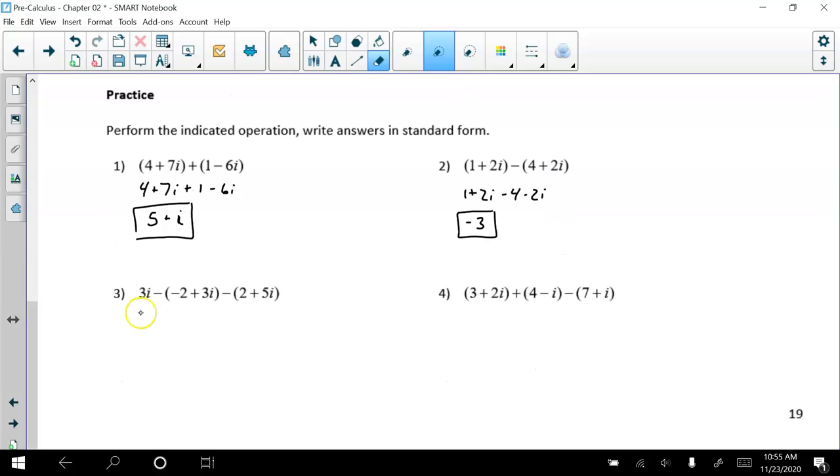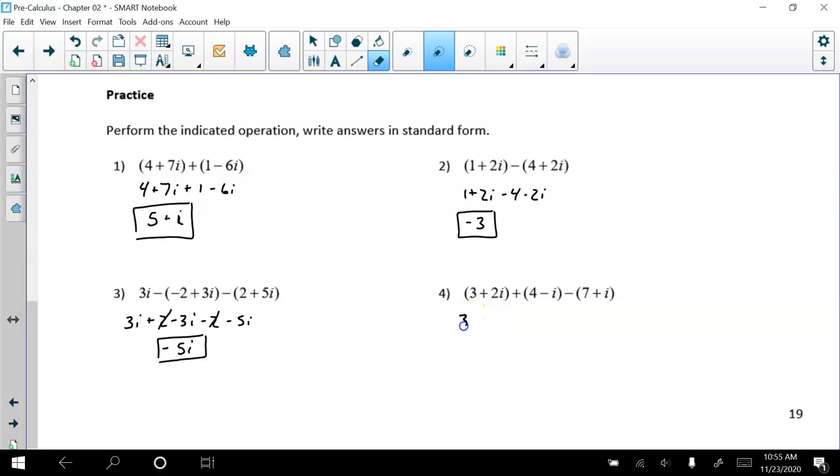Number 3, we distribute the negative. So 3i, distribute the negative, you get plus 2 minus 3i. Distribute the negative, minus 2 minus 5i. Combine, 2 plus -2, they cancel. 3i minus 3i is 0. Minus 5i, we end up with a -5i in the end.